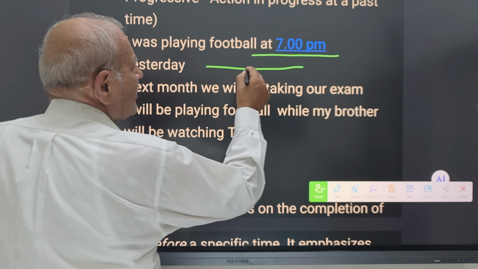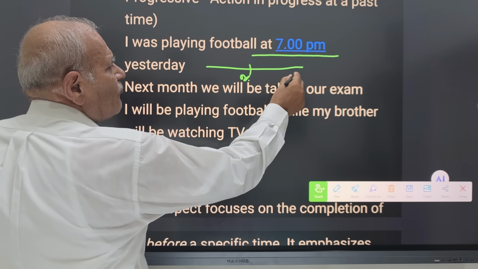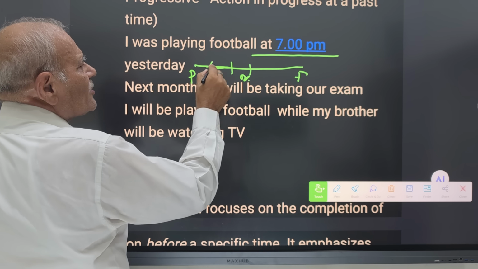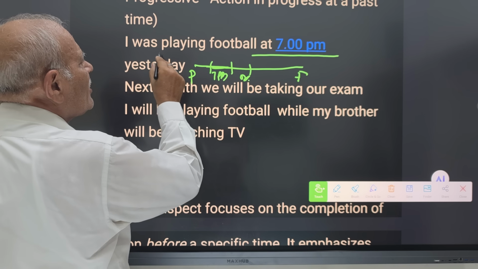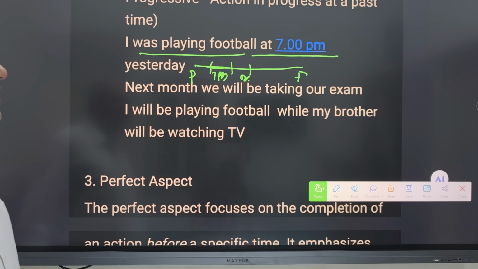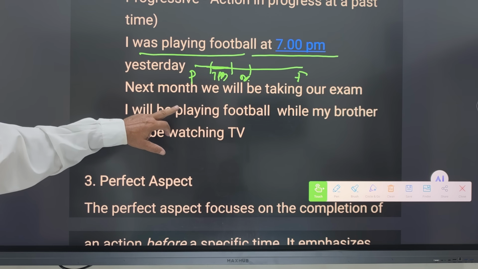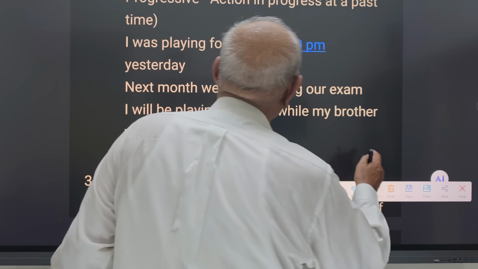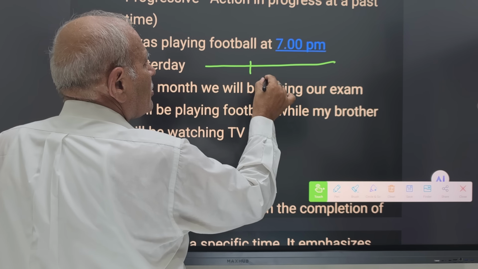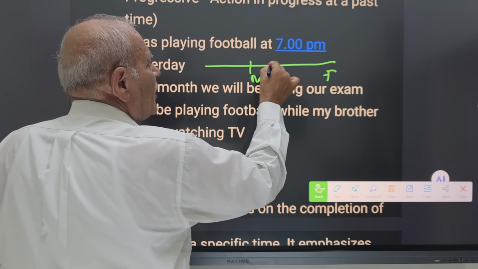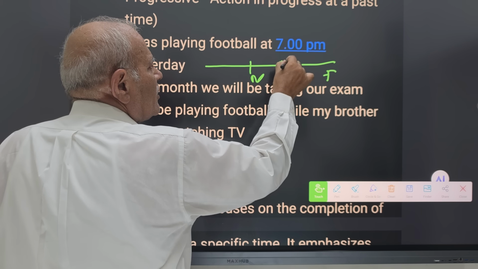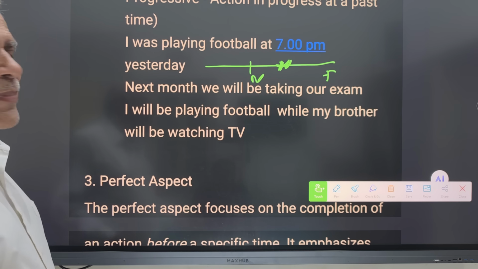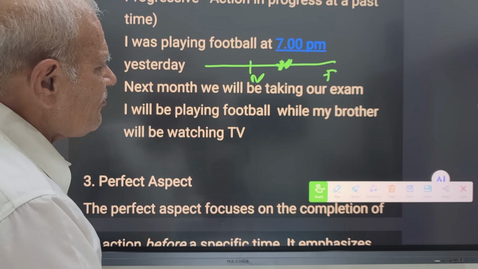You can say, this is the now, future, this is the past, and if some event is happening here, say 7 p.m., what were you doing? I was playing football. Temporary situation. Next month we will be taking our exam. Again see. Now, future, and this is the next month. You will be taking your exam. Take exam means appearing in the exam. So students always take exams, teachers give exams.